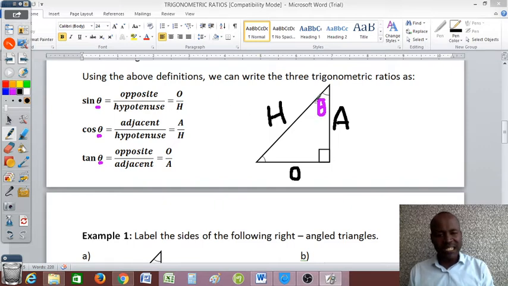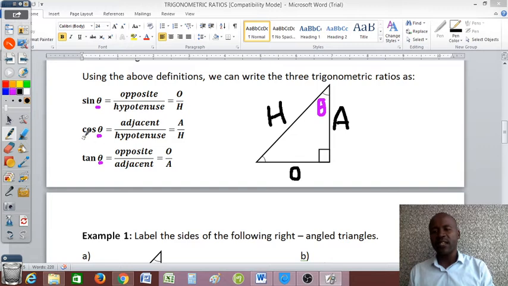So for this theta, sine of theta is the length of the opposite side, the length of this side, divided by the length of the hypotenuse. If you are given the length of the hypotenuse and the length of this opposite side, you can easily determine sine of this angle theta.